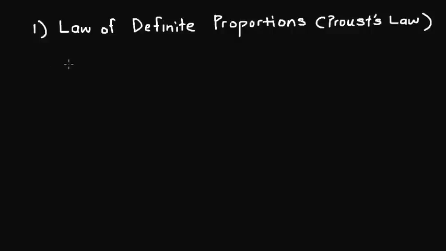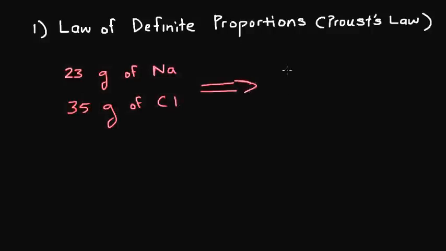So say scientists in around 1800, say Proust himself, took 23 grams of sodium and added it to 35 grams of chlorine, elemental chlorine gas. What would he end up with? Well, as you might guess, he would end up with 58 grams of sodium chloride. And this makes sense because elemental sodium combines with elemental chlorine to produce sodium chloride.